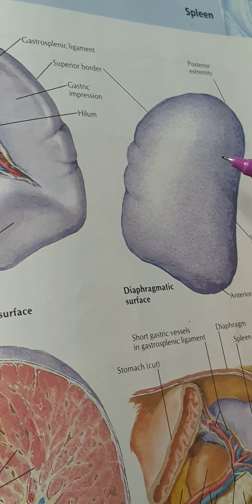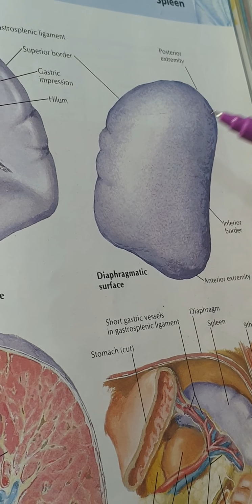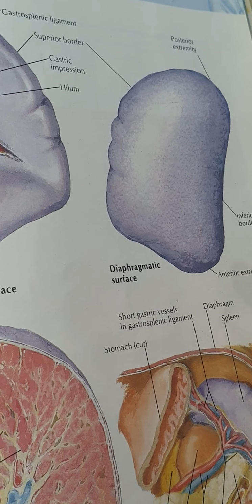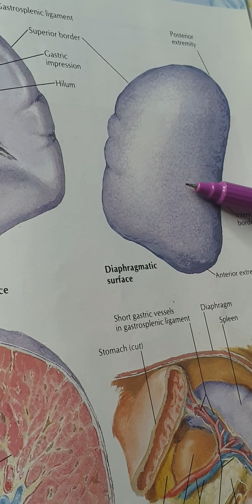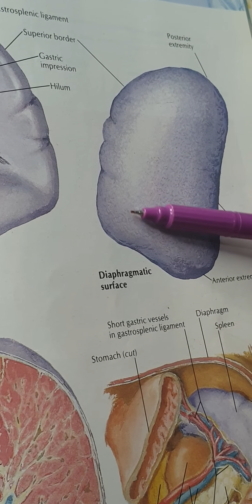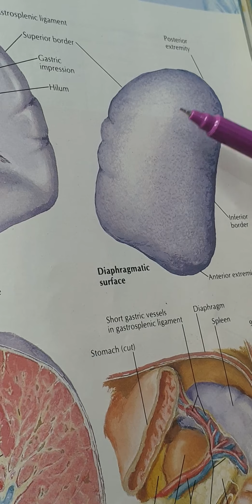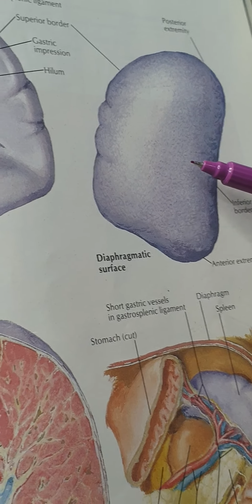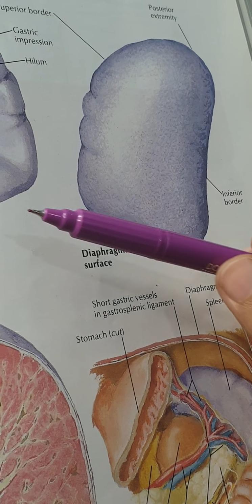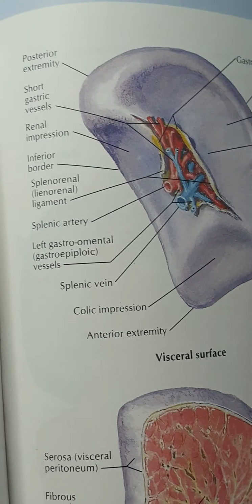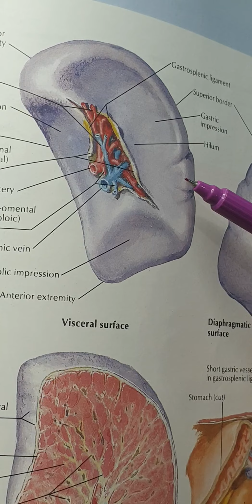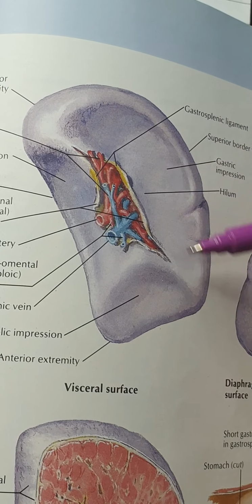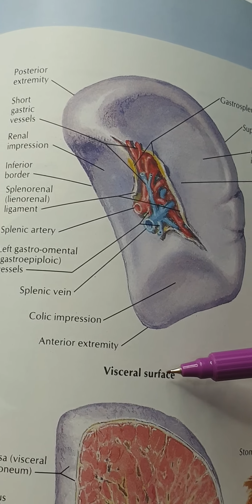Diaphragm is not an organ, it's an inspiratory muscle. So when it covers the spleen, it's not making any impression. So in this view of the diaphragmatic surface, we can see that the spleen is smooth and convex. Whereas if we look at the visceral surface, here we see the concavities. Spleen is concave and irregular in its visceral surface.